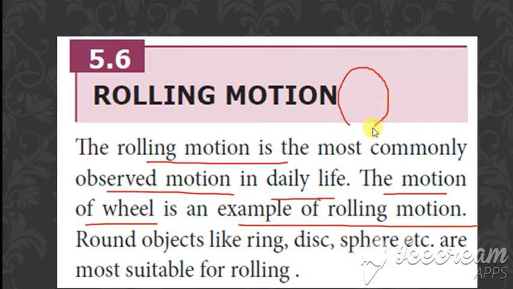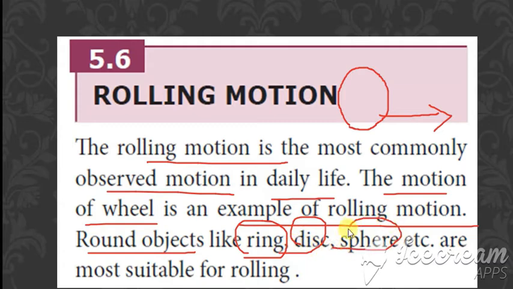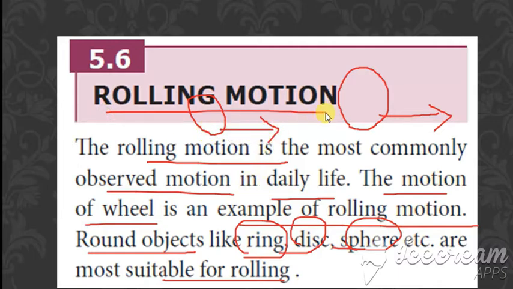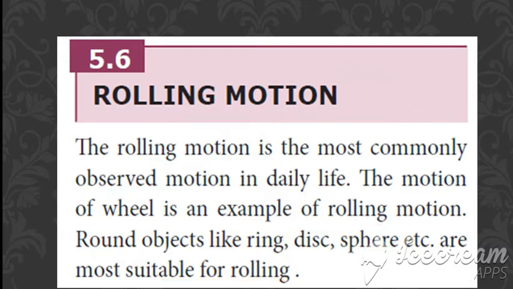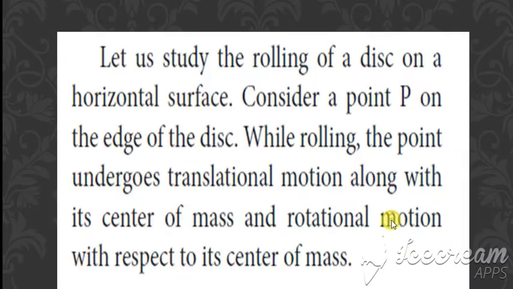We know that a wheel, when it is moving, it moves in a rolling way, is it not? And also round objects such as ring, disc, sphere. So these are all suitable for rolling. So when we consider a disc or a ring, whatever it is, and it moves in the rolling motion. And in this rolling motion, what are the two things we have to know? It consists of two types of motion in it. They are translational motion and also rotational motion.